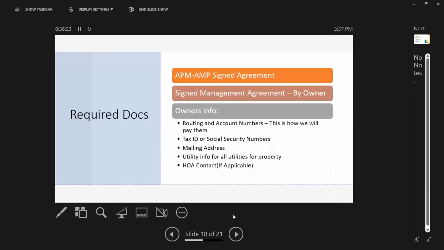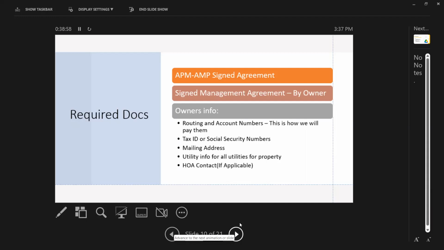So here are the required documents that I think we're going to get into here shortly. In order for you to get involved, we will need to have a signed APM agreement. We will have to have a signed management agreement from your owner. And we will have to have an owner's informational questionnaire filled out. With that information, we should have everything or close to everything that we need. Do you have any questions?